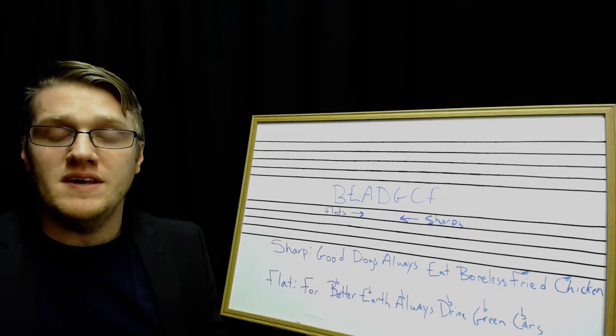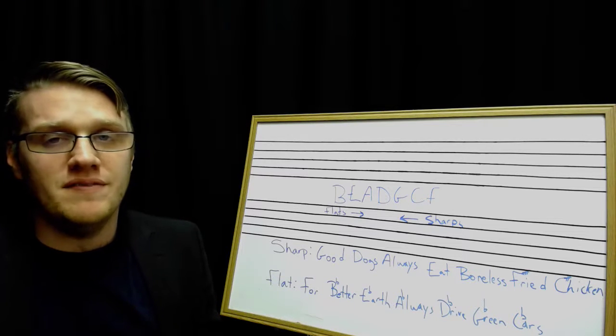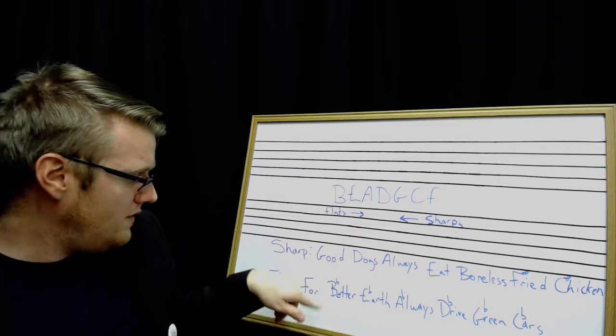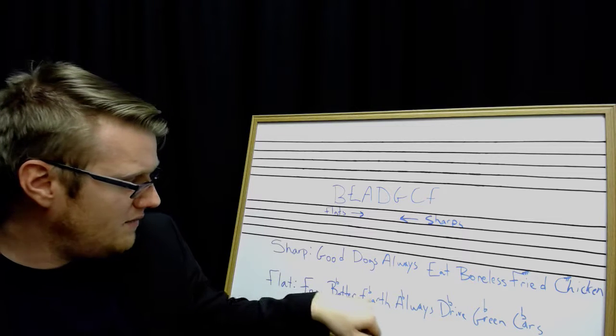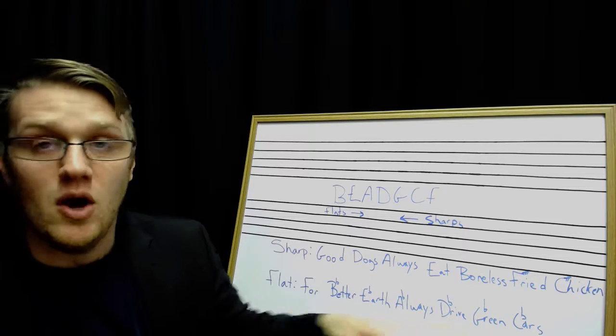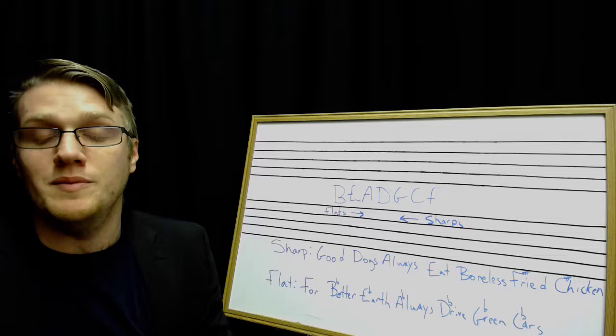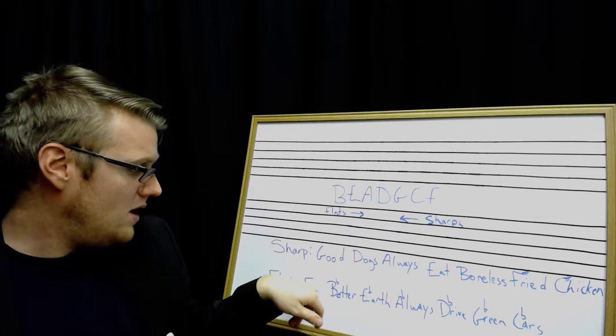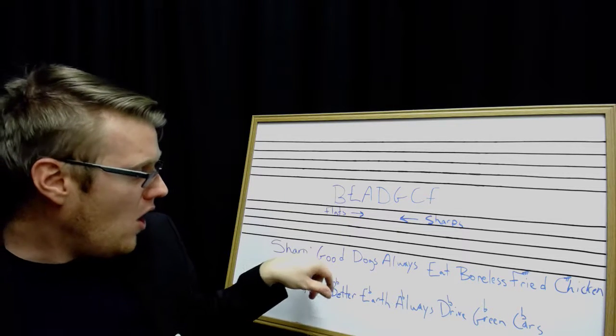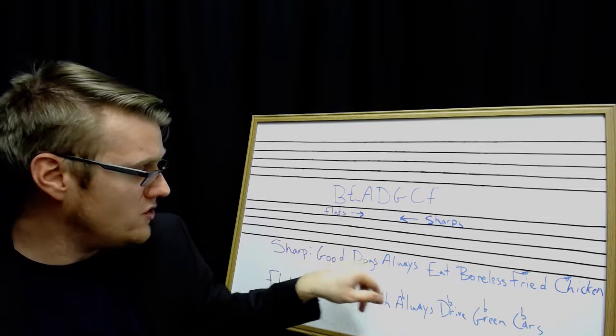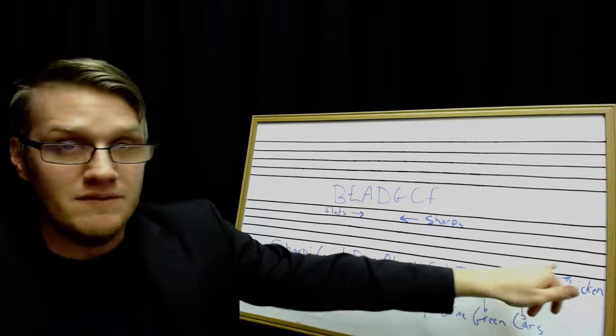The key of F is the only flat key that doesn't have a flat next to its letter name. So if you look over here, these are all of our flat keys: F, B flat, E flat, A flat, D flat, G flat, C flat. All of them have that little flat next to them, except for F. So F has no flat there. All of the sharp keys don't have a sharp next to their letter name except for the key of F and the key of C.